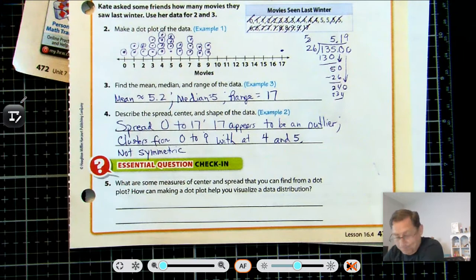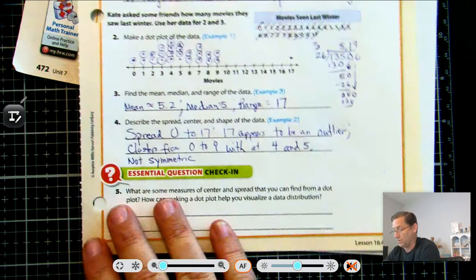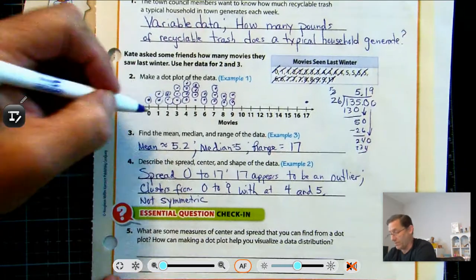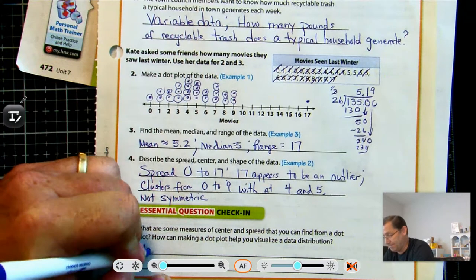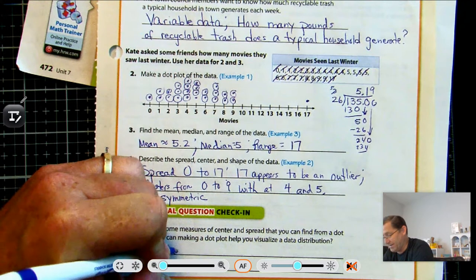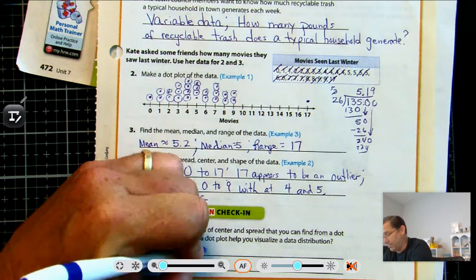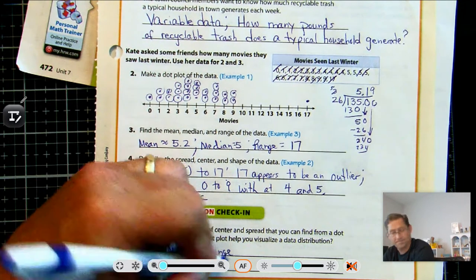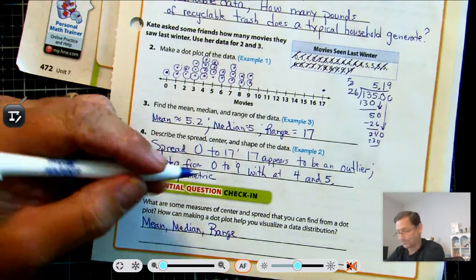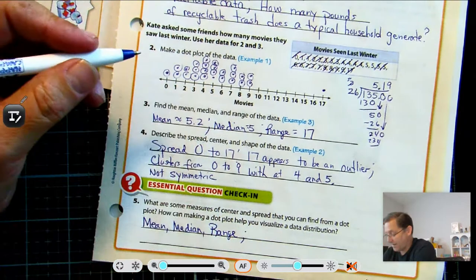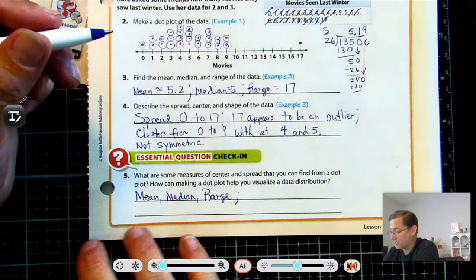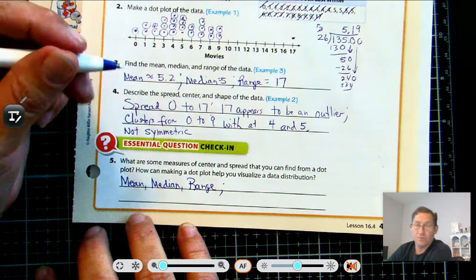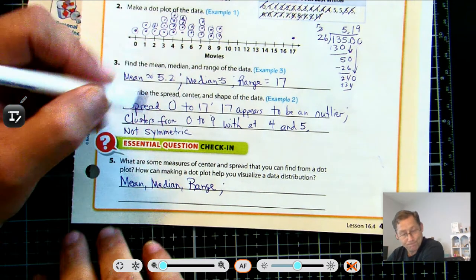Number 5. What are some measures of center and spread that you can find from a dot plot? Well, it's the ones we've been working on. We can find the mean, we can find the median, we can find the range. And how can making a dot plot help you visualize a data distribution? Well, we can see if it's symmetrical, right?